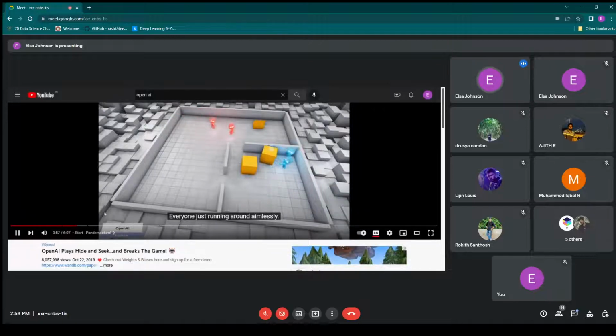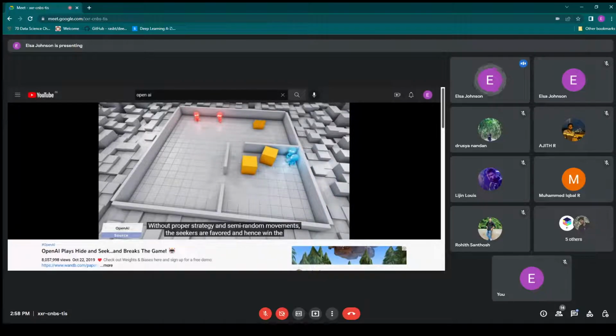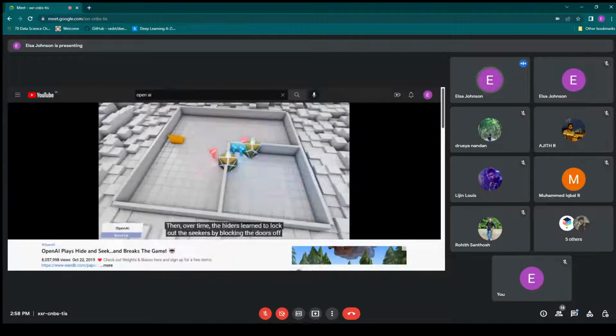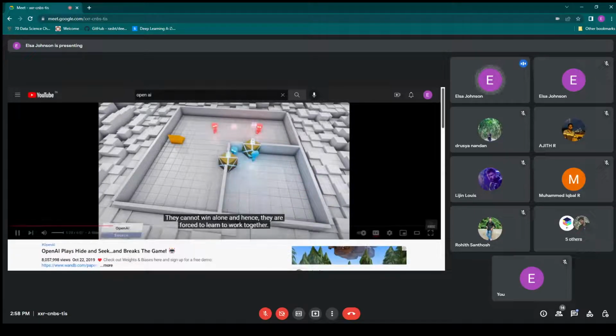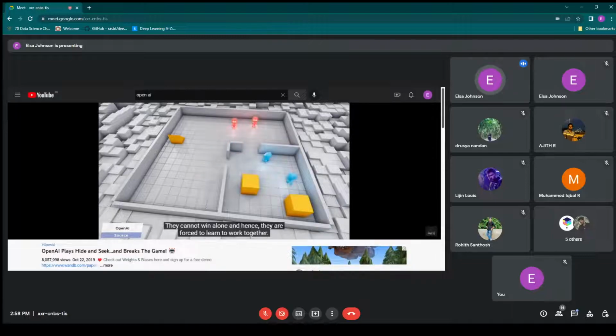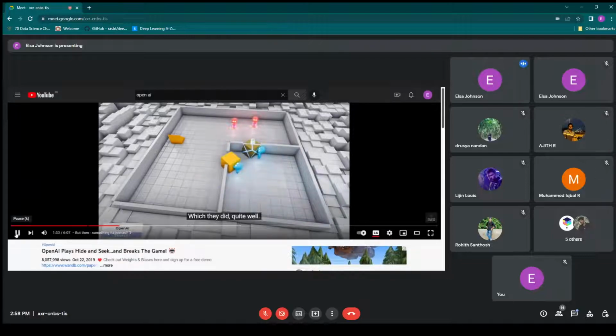Everyone just running around aimlessly. Without proper strategy and semi-random movements, the sequence seekers are favored and hence win the majority of the games. Nothing to see here. Then, over time, the hiders learn to lock out the seekers by blocking the doors off with these boxes and started winning consistently. I think the coolest part about this is that the map was deliberately designed by the OpenAI scientists in a way that the hiders can only succeed through collaboration. They cannot win alone, and hence they are forced to learn to work together, which they did quite well.